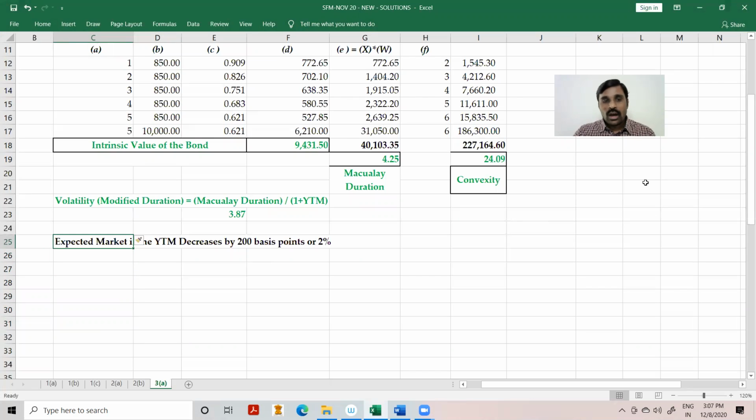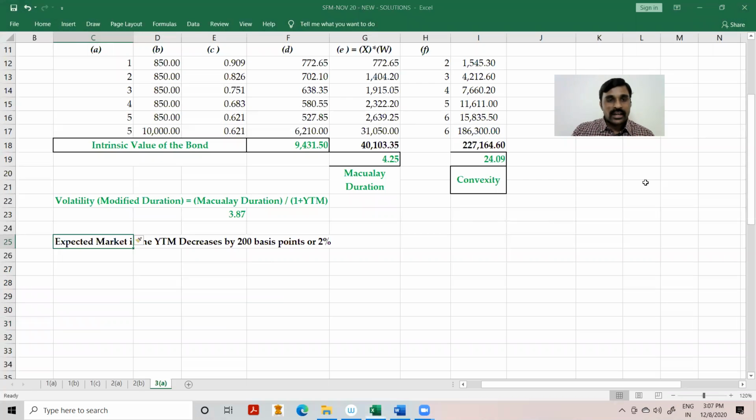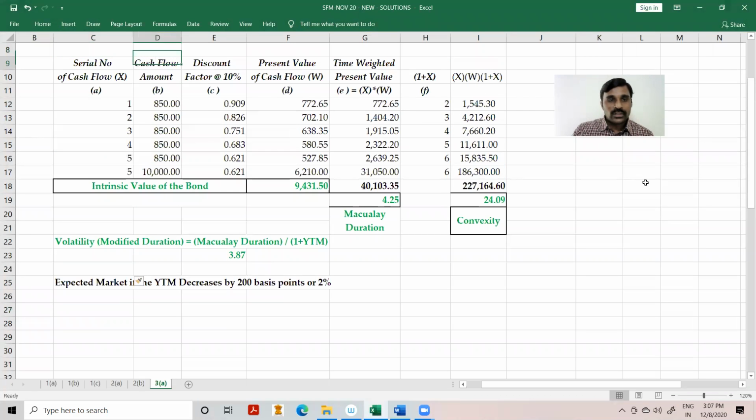Now, what is the inverse relationship between yield and price? When the yield decreases, price increases. As simple as that. There are many explanations for why, when the yield decreases, the price increases. Mathematically, people will say that if I reduce this discount rate from 10% to 2%, the present value will increase. That is the mathematical way of explanation.